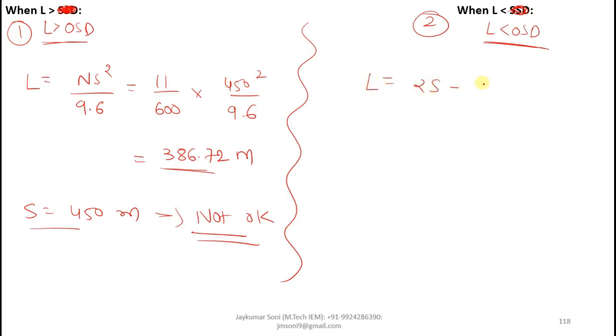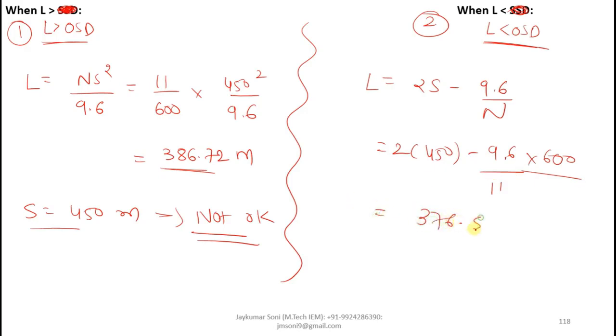What we will do when we consider the L less than OSD criteria is put this equation: 2S minus 9.6 by N. It will be 2 times 450 minus 9.6 by 11 by 100, and we will get it as 376.50 meter.